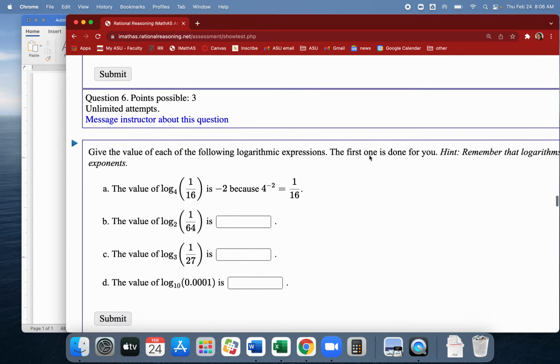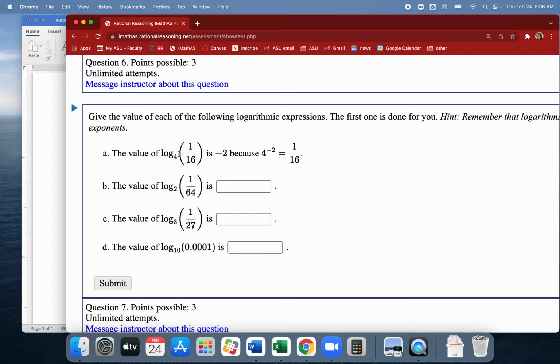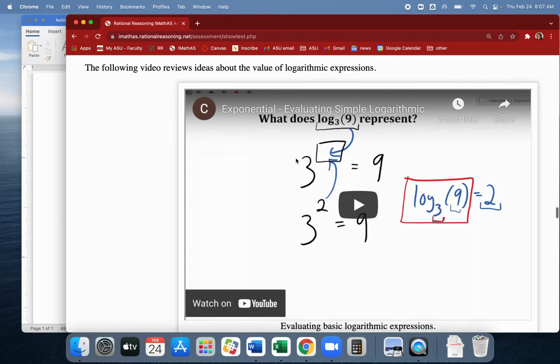So here we have like log base 4 of 1/16 is -2, because 4 to the -2 is 1/16, a reciprocal and squared in whatever order you like. So there's a few questions like that.